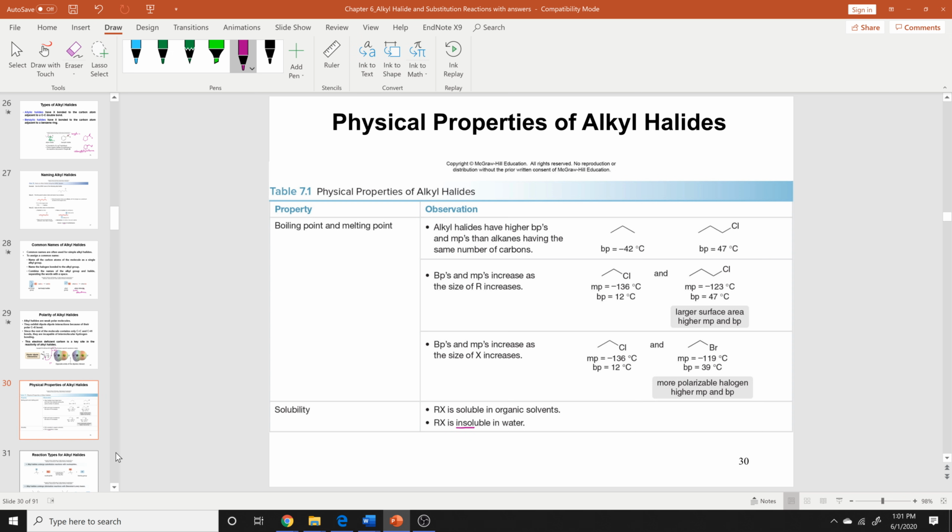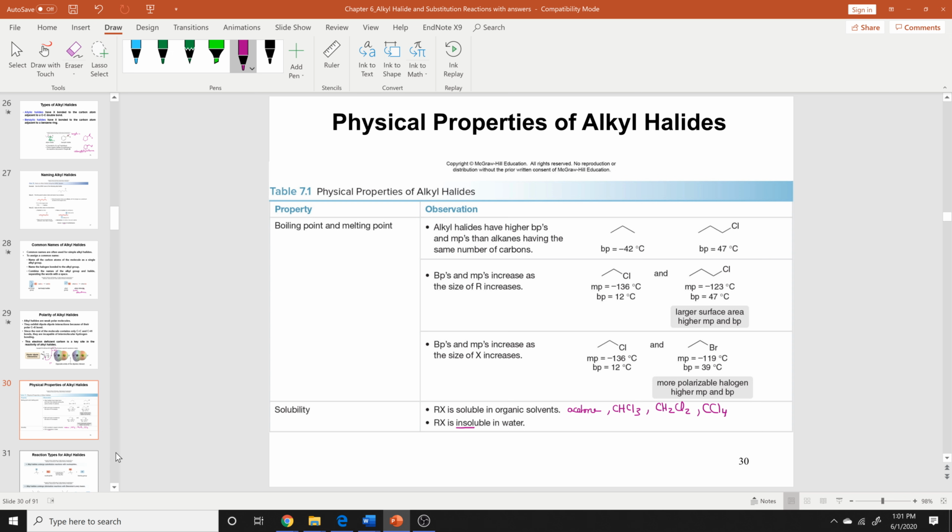With respect to the physical properties of alkyl halides, they are completely insoluble in water, no matter how many carbons there are in the chain. So 1 carbon, 2 carbons, 3 carbons, these are completely insoluble in water, but they are soluble in organic solvents. Any organic solvent, like acetone, chloroform, CHCl3, dichloromethane, CH2Cl2, or carbon tetrachloride. All of those are considered to be organic solvents, and they dissolve alkyl halides.